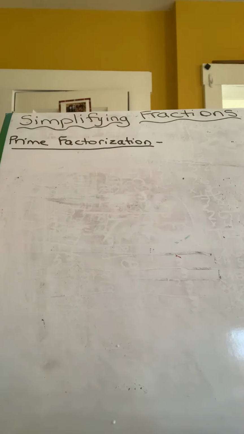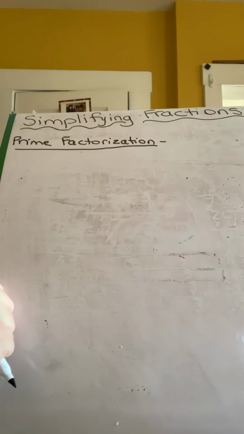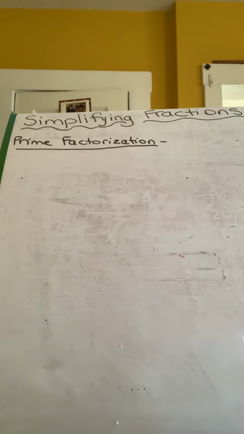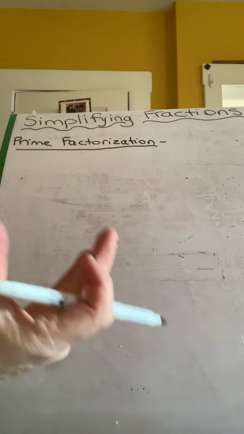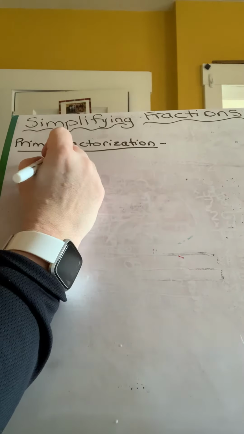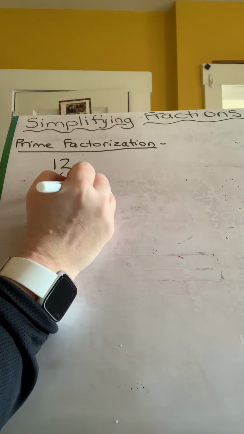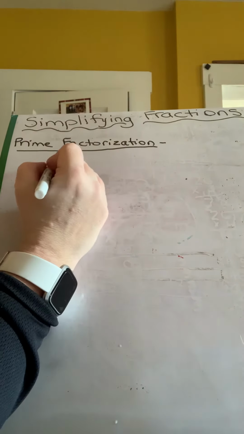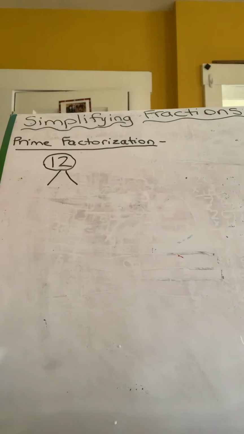So the first thing we're going to talk about today is called prime factorization, which directly links with the understanding of what a prime number is. Prime factorization is a string of prime numbers, so a whole bunch of prime numbers only, that answer a given product. So let's look at the number 12. We want to find the prime factorization of 12.